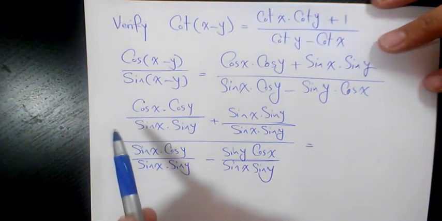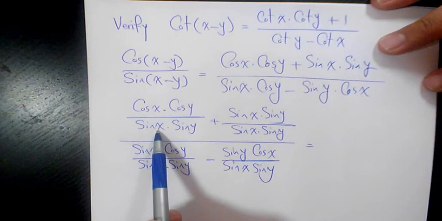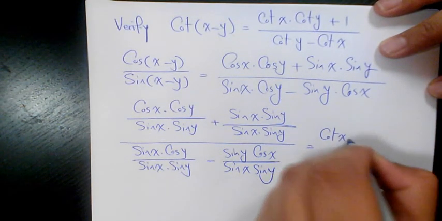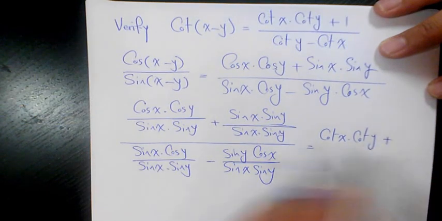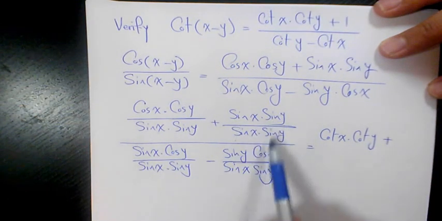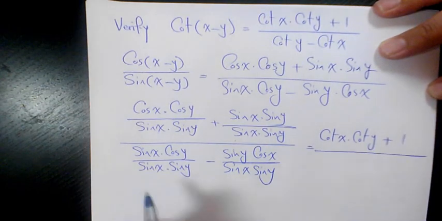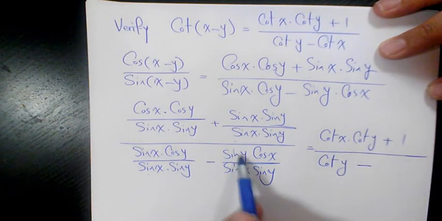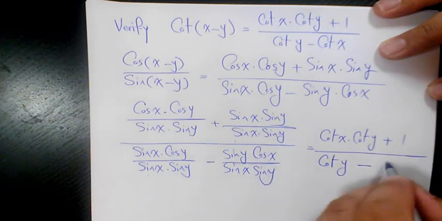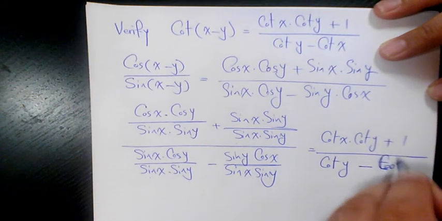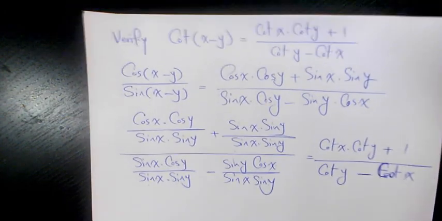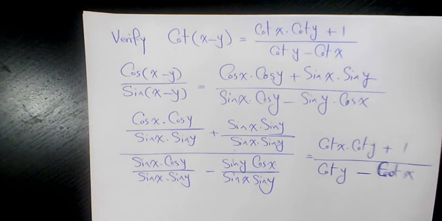So now cosine x over sine x is going to be cotan x, cosine y over sine y is going to be cotan y. So cotan x cotan y, plus sine x over sine x is 1, sine y over sine y is going to be 1. So we have sine x over sine x is 1, cosine y over sine y is going to be cotan y, minus sine y over sine y, cosine over sine is going to be cotan x. That's exactly what you see in here.